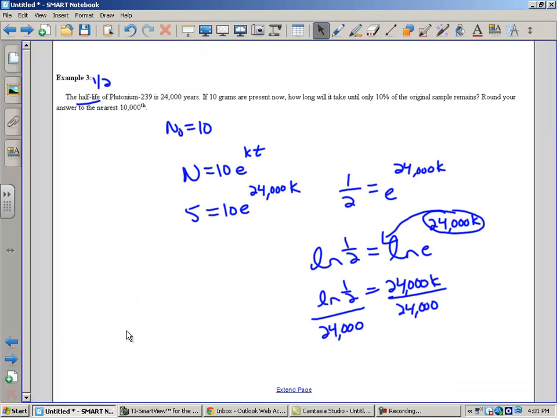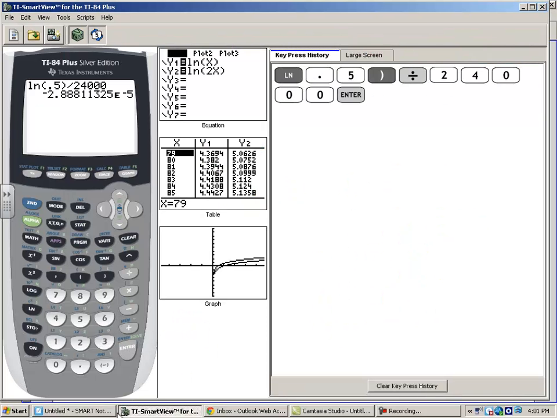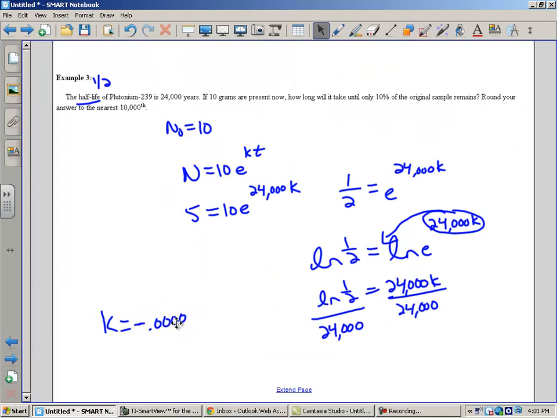So this is K equals negative 0.0000, what was that, to the fifth, 1, 2, 3, 4, yeah, so what was that other number? The other number was 2888. That's the K value.